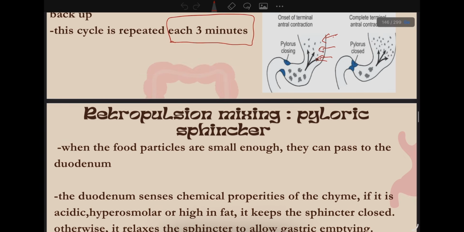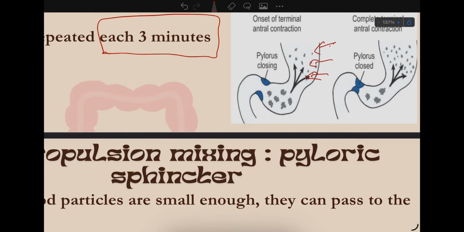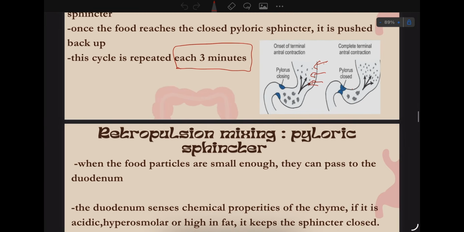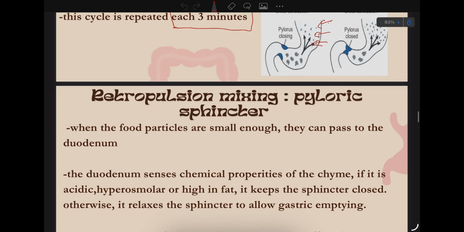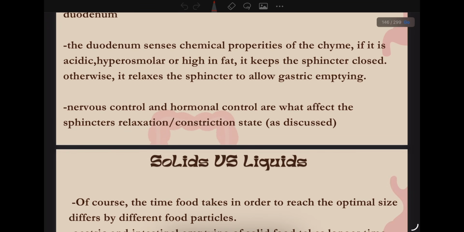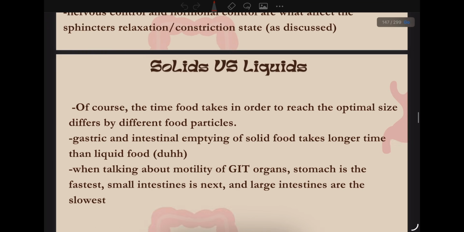Because, look, the pyloric sphincter is not only part of the stomach. It's shared between the stomach and the duodenum. So the duodenum can also affect it. So if it's ready to move, the duodenum will tell the pyloric sphincter to relax a little bit. If it senses that no, it's still high in acid, I cannot take it yet, it tells the pyloric sphincter to maintain itself closed. And so on and so forth until the food is ready to pass. Easy? Easy. Of course, nervous and hormonal control are what's affecting the sphincter.